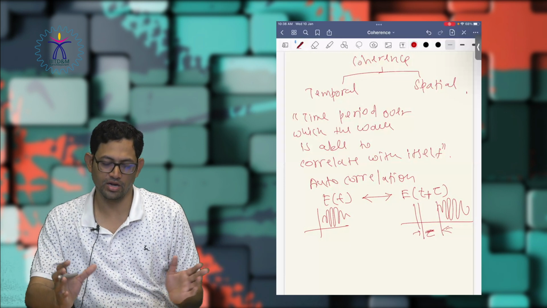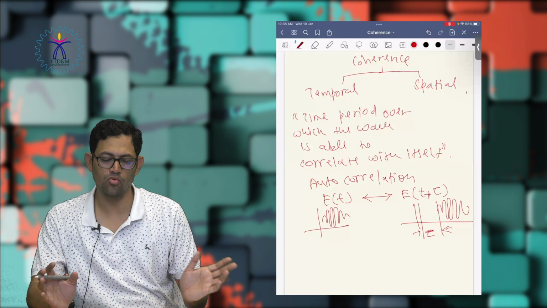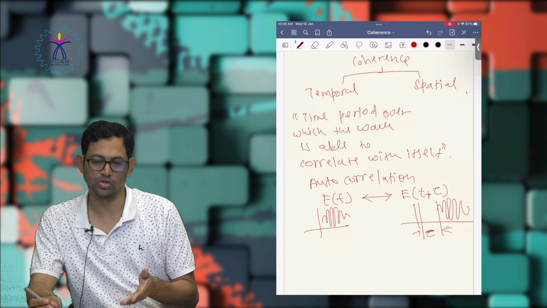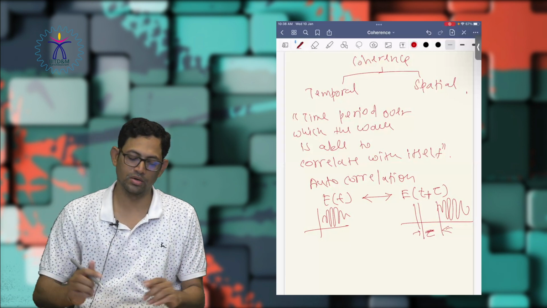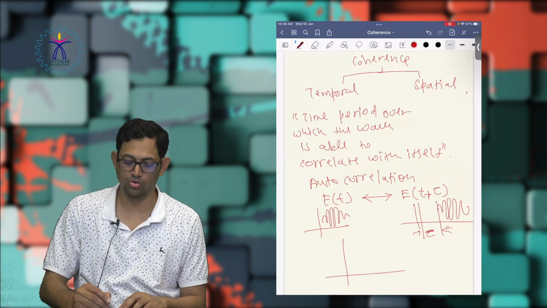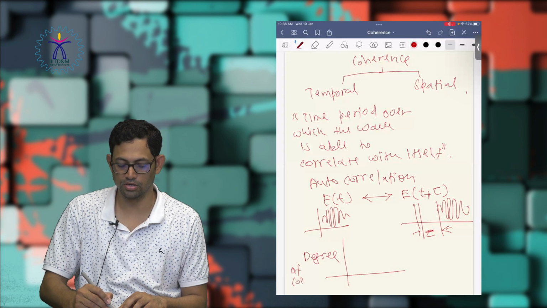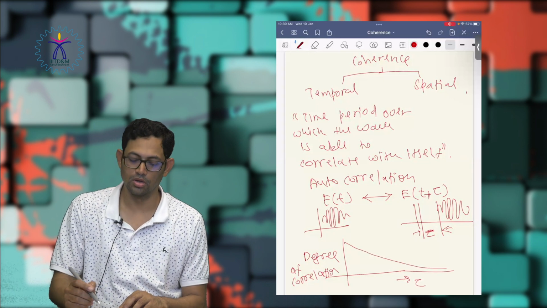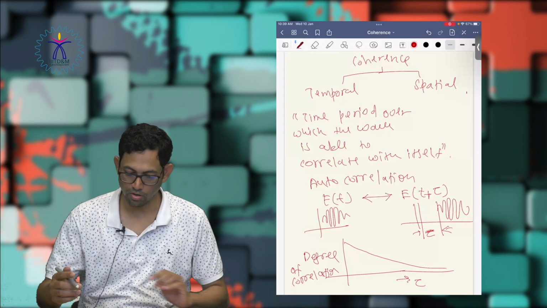When tau is very small, it can somehow correlate. At tau equal to 0, it would be the same as your original electrical field. But as you go on increasing tau, you will see that your degree of correlation, or autocorrelation in this case, slowly dies down. This is what you will try to see over the period of time.